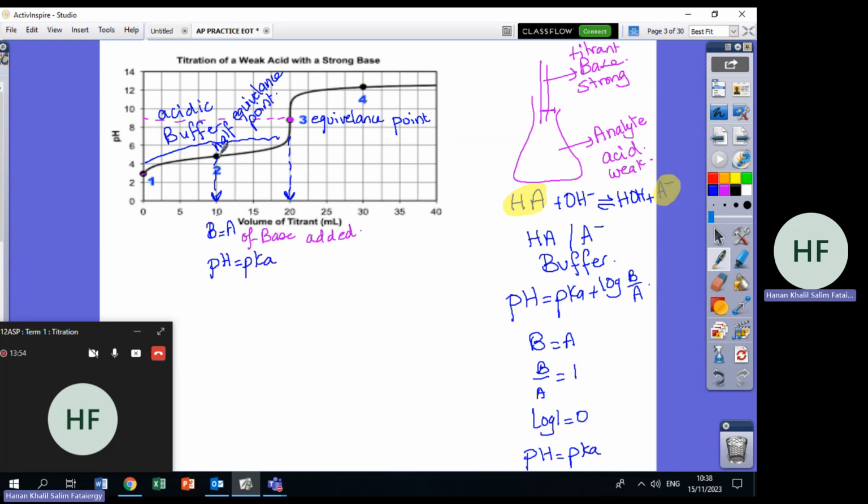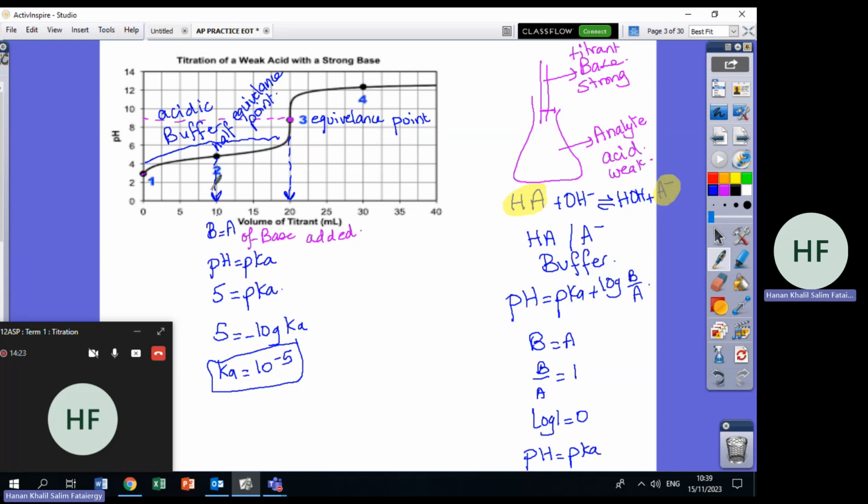How much is the pH here? The pH is around, let's say, 5. So the pH is 5, which equals pKa. You know p is minus log, so 5 is equal to minus log Ka. So Ka is equal to 10 to the minus 5. So if I want to find the Ka of this weak acid, at which point do I look? At the half equivalence point. Very important, always at the half equivalence.